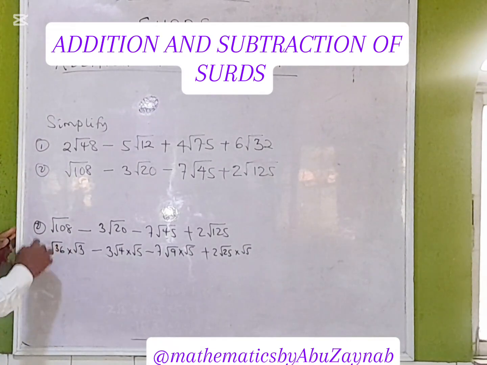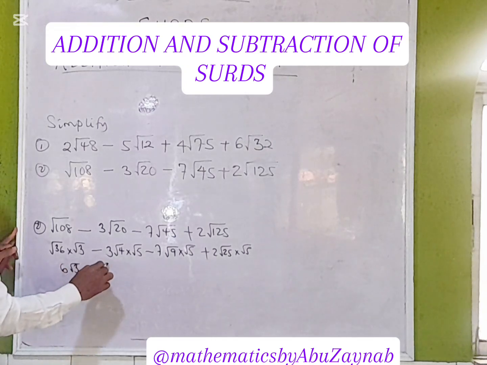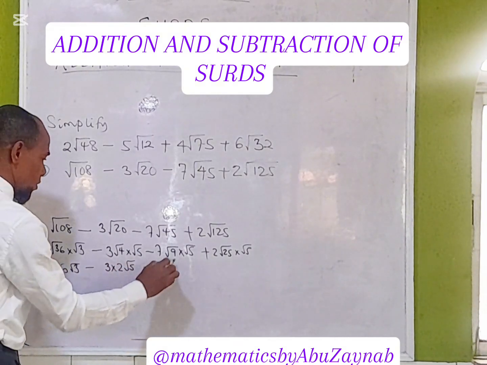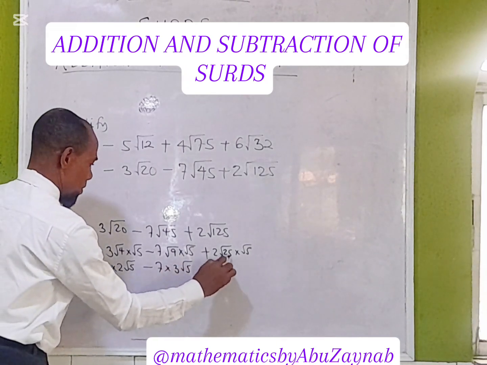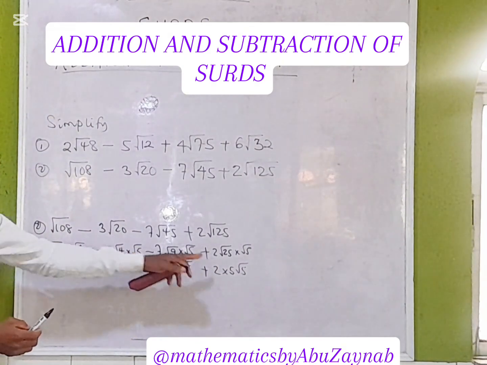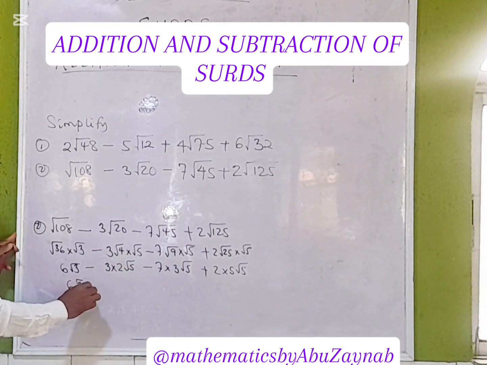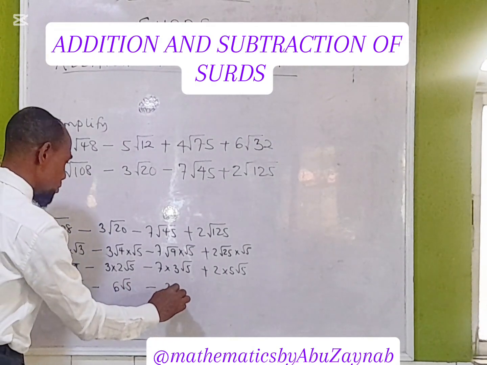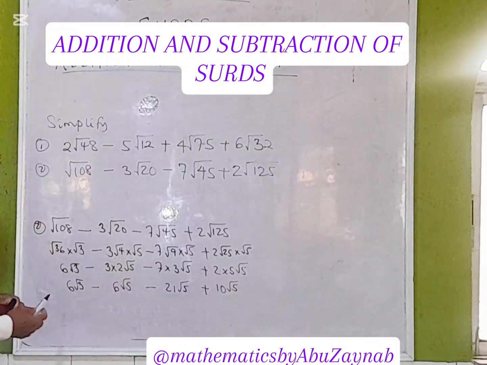Then we take the square root of each perfect square we have here: 6 root 3 minus 3 times 2 root 5 minus 7 times 3 root 5 plus 2 times 5 root 5. We are simplifying the square root of the perfect squares and multiplying by the existing number. So here we have 6 root 3 minus 6 root 5 minus 21 root 5 plus 10 root 5.